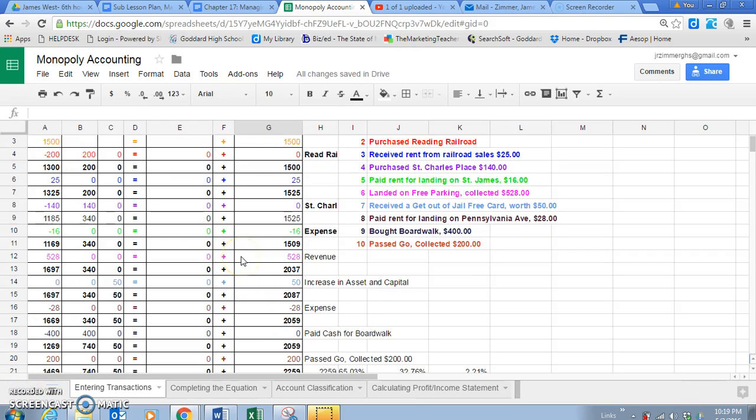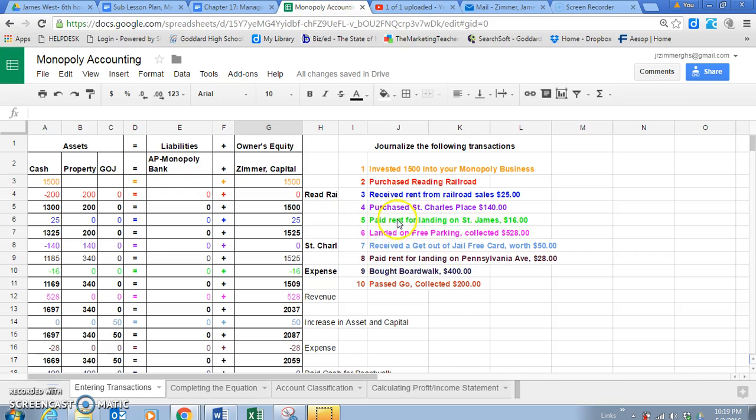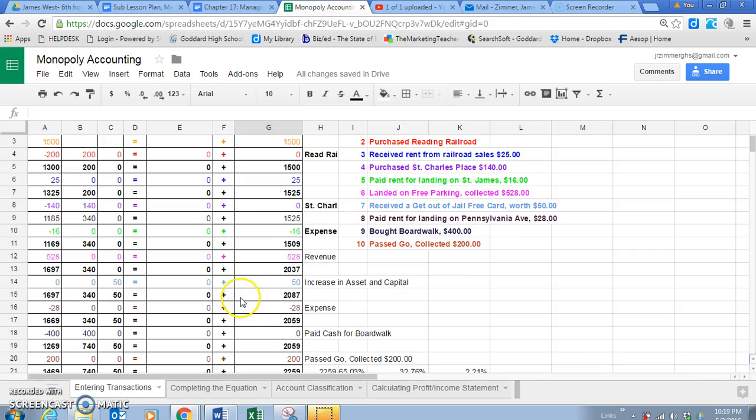Okay, so I went through and I color coded all my transactions over here on the side, and you can kind of see what resembles what. I also put out on the side here what they are, like type of transaction wise. So an expense, revenue, increase in capital, expense, paid cash for Boardwalk, and Pasco collected $200. Okay, so hopefully you have a gist for that.